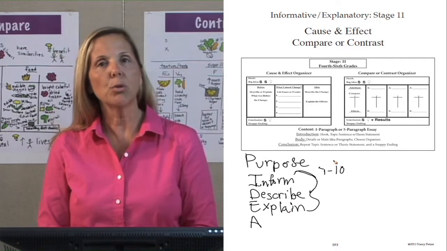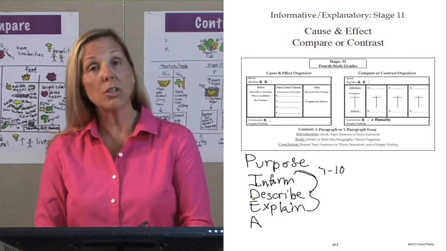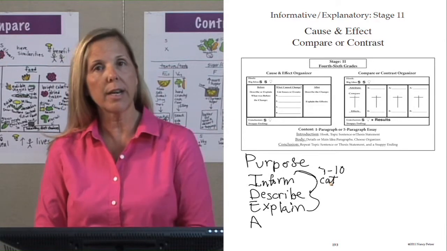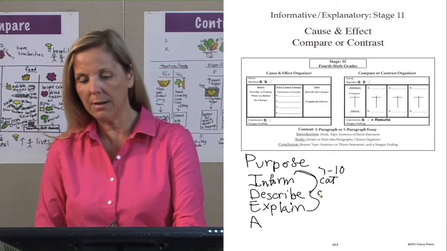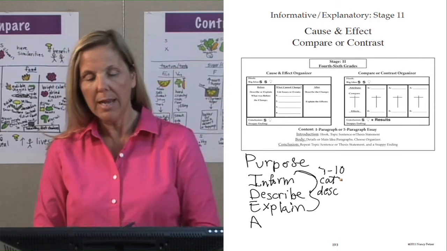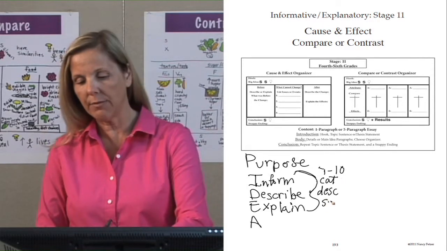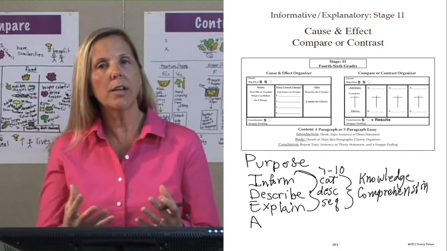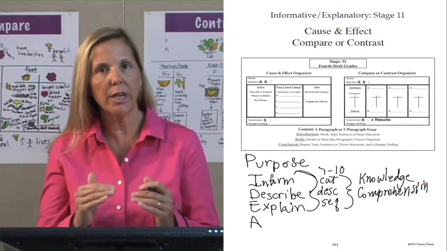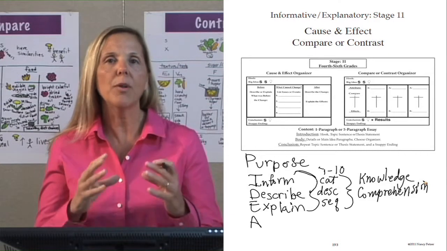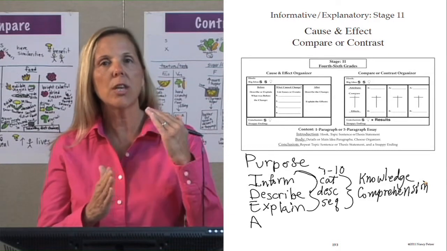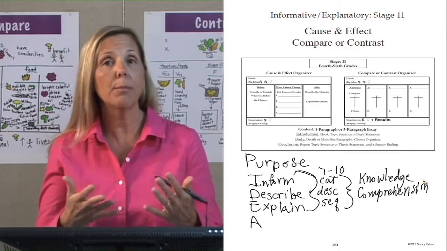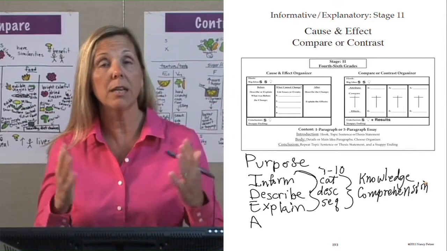In stages 7 through 10, we focused on informing, describing, and explaining. By teaching students, when they inform, they organize in categories. When they describe, that's called a description. And when they explain, they're organizing their information in a sequence. They're showing that they have knowledge, an understanding of the material. They know what the material is about. It is reporting about this information through telling about it, explaining it, and describing it to their audience.